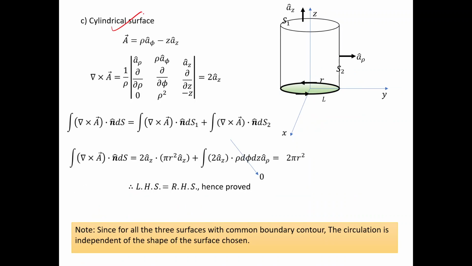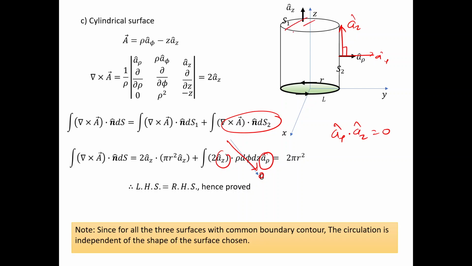Let us see the third surface as well, the cylindrical surface. This surface contains two parts, S2, which is the cylindrical part, and the base part. Now for obtaining the surface integral, let's find the curl, which is 2az, and let us divide the surface integral into two parts, S1 and S2. In case of S2, let's see the dot product of a rho, this is the a rho direction, and we are taking the dot product at 90 degrees, and the dot product must be 0. That is why this is 0.